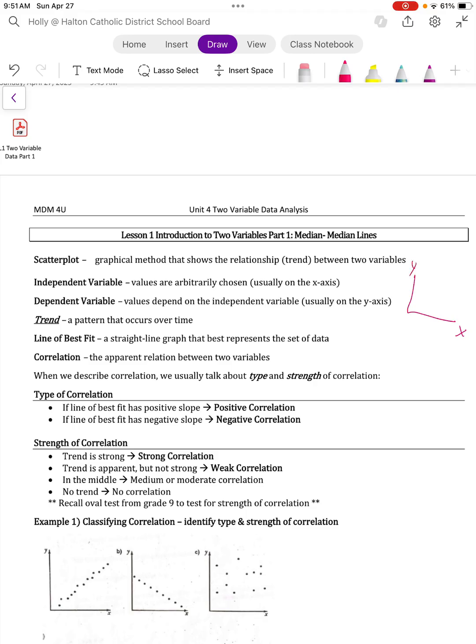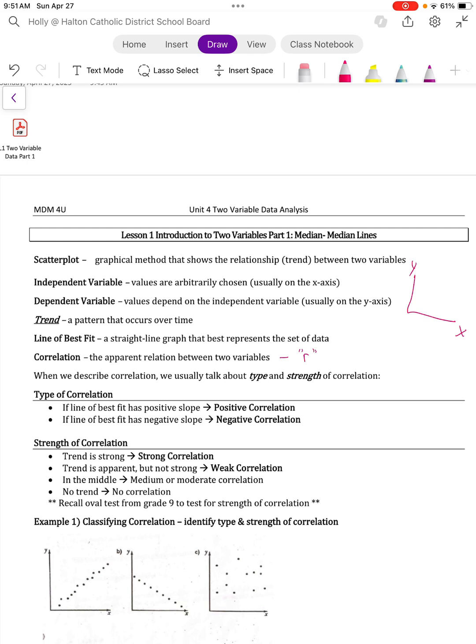The trend is a pattern that occurs over time. So you usually look at a set of data, you can look at a graph, what's happening over time with the data you're looking at. Line of best fit is a straight line graph that best represents the set of data. Correlation, the apparent relation between two variables. This is usually defined by the letter R.